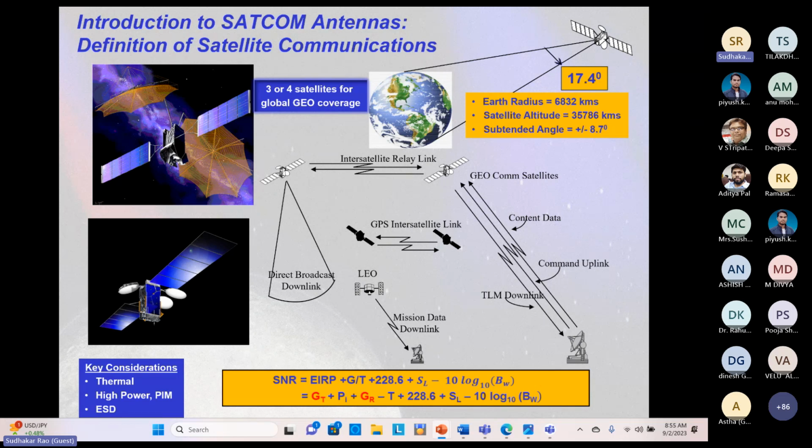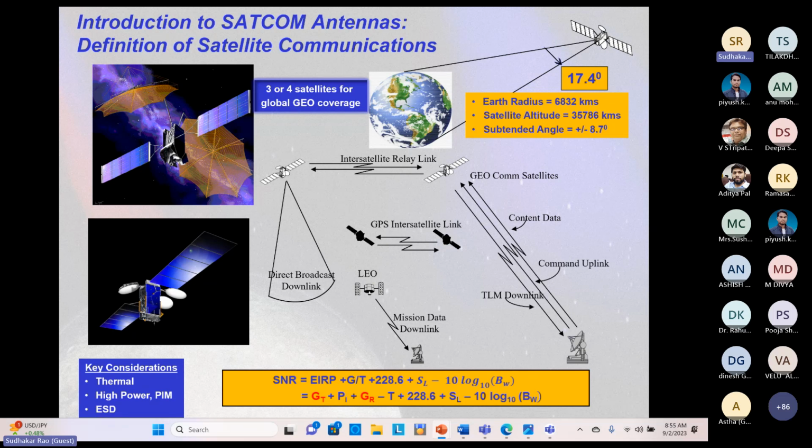A satellite is nothing but a relay in space. So its main purpose is to connect people on the ground, either ground to ground, or ground to user, or user to user, or user to ground. Sometimes it connects aircraft. But mainly its purpose is to connect the people on the ground.